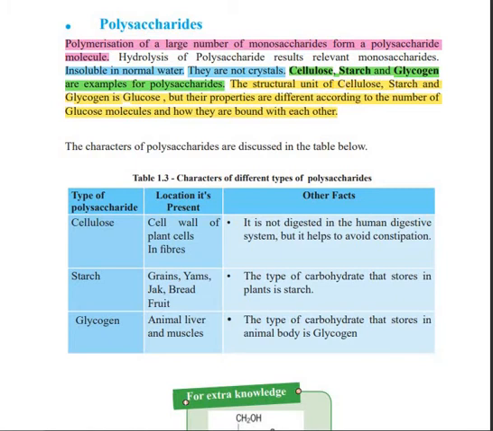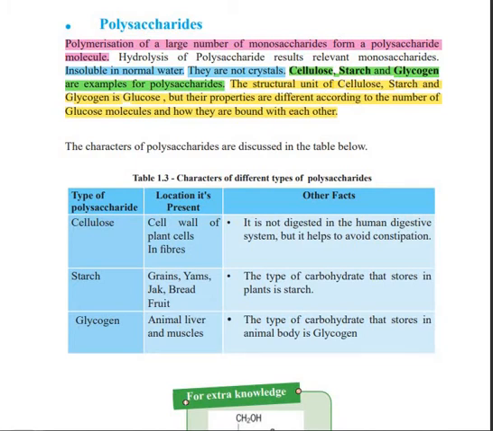Polysaccharides are insoluble in normal water. They are not crystals. Here we can see some examples for polysaccharides. The examples are cellulose, starch and glycogen.